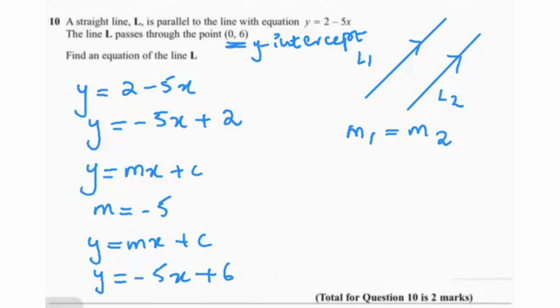So for these types of questions, you need to be aware of how to identify parallel lines and how we can use that information to solve the question. So for parallel lines, the slope will always be the same for both the lines.